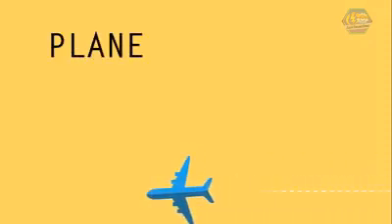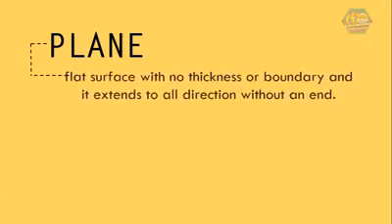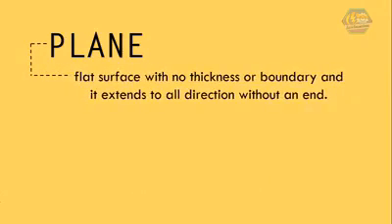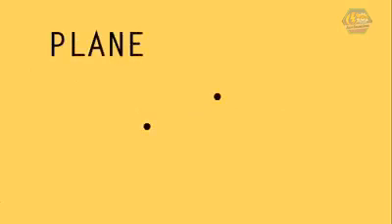Now, let's learn about the other basic element of geometry, which is the plane. Not the plane that flies in the sky. A plane in geometry is a flat surface with no thickness or boundary and extends in all directions without an end. Earlier, you learned that you can draw a line by connecting 2 points, but for planes, it turns out that you need 3 points that are not on the same line to make a plane.